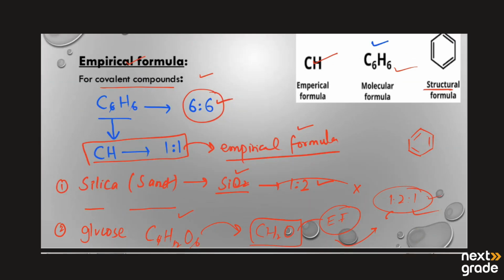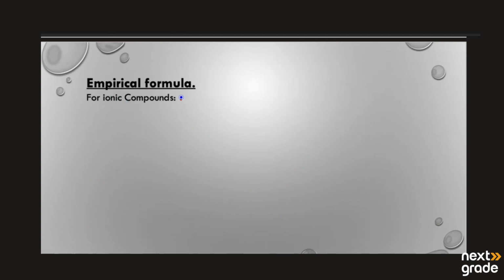Next we have the formula for the ionic compounds. The formula for the ionic compounds is basically known as the formula unit. The formula that is going to represent the ionic compounds is known as the formula unit. And next, the empirical formula for the ionic compounds is also known as the formula unit.